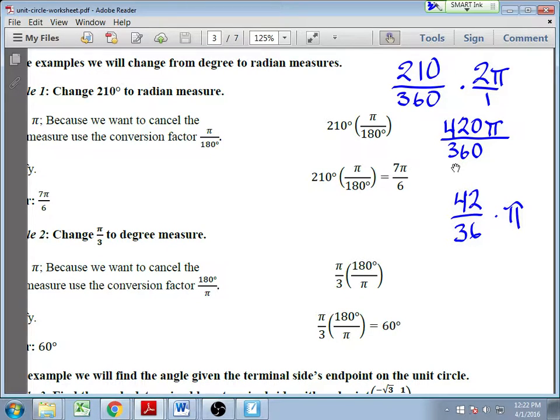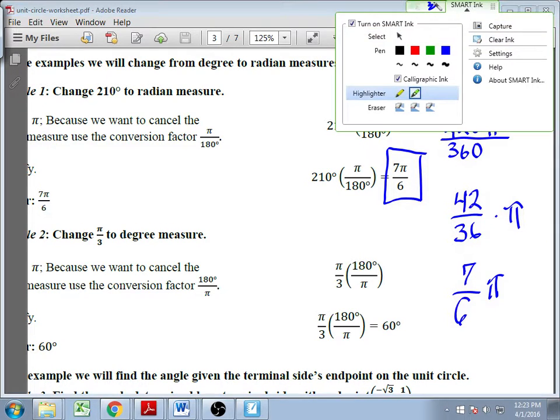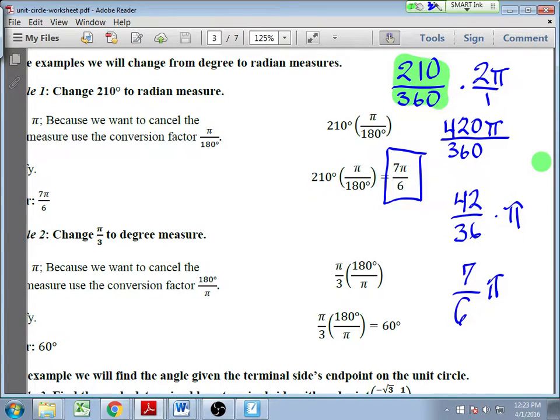Or I can leave my pi on top if I want. 42 over 36, what's a common factor? 6. So 42 divided by 6? 7 over 6. That's how we can get the same exact thing. So whichever method you decide to use, I was taught, take your degree measure over 360 and then just multiply by 2 pi. So you know the whole circle is 2 pi.